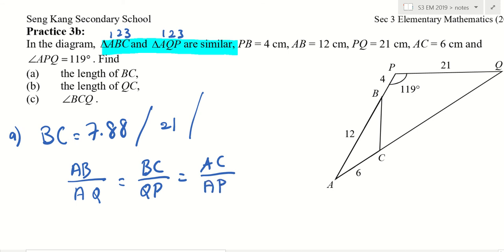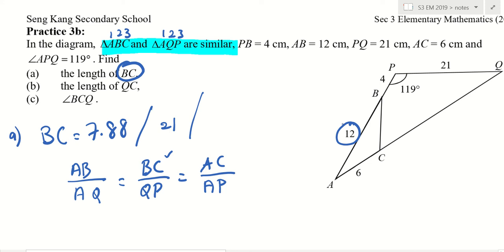AP, PA, same. Now, you must be able to write this ratio, and then you ask yourself, BC is which one? Is it in one of the six lengths here? Yes, right? BC is here, right? Okay, done.